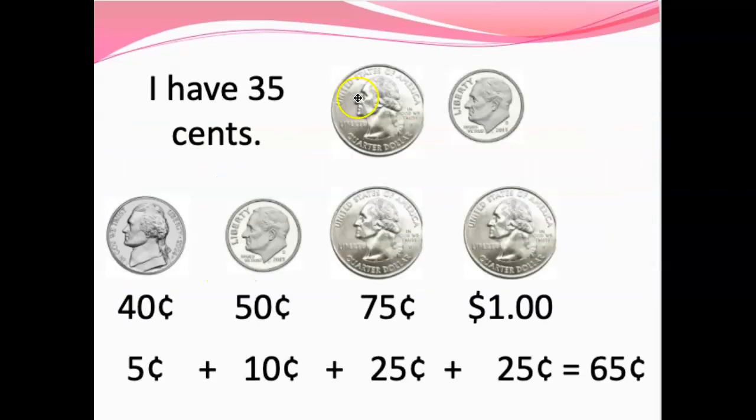Here we can look at that using coins. This is what we started with, 35 plus a nickel is 40, plus 10 more is 50. 50 plus 25 is 75, plus another 25 equals $1. So 35 cents plus 50, 60, 65 cents equals $1.